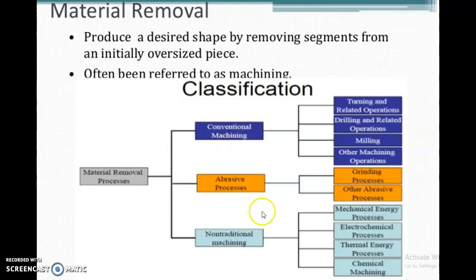Once again I will repeat. In conventional machining, the tool and the workpiece will be in direct contact with each other. In the abrasive process, tool and workpiece will be in direct contact with each other. In non-traditional machining, the tool will not be in direct contact with the workpiece. We will be using mechanical energy process, electrochemical process, thermal energy process, or chemical machining. These are the three types of material removal process.